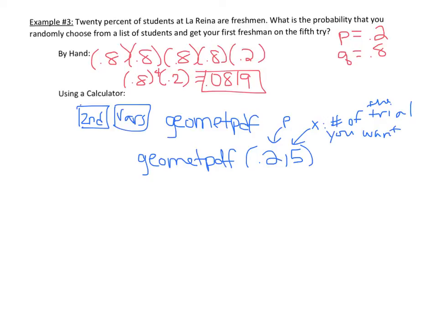So then when you calculate this one out, you will get the exact same answer. This is a nice short way to do it. It is your decision if you want to do it by hand or using a calculator. Either way is okay.